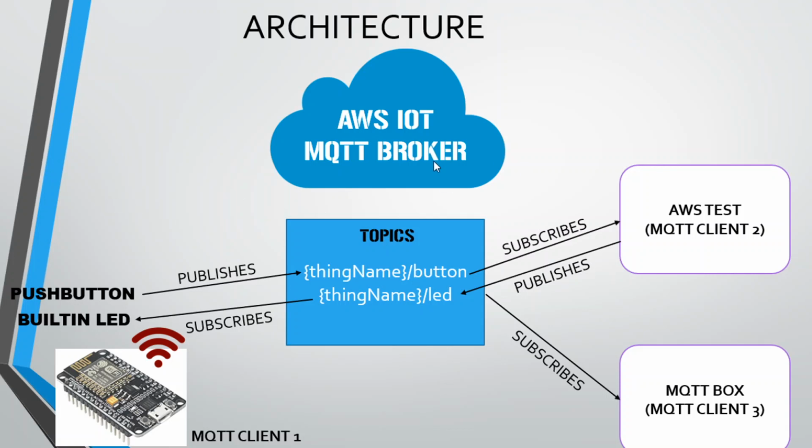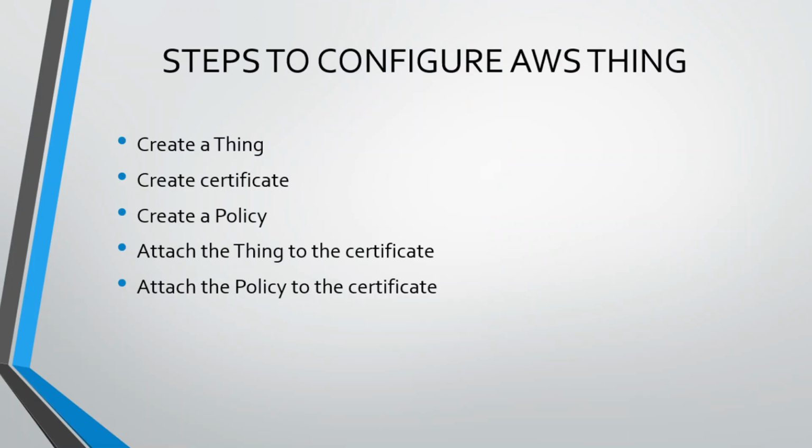Basically you will understand when I create these topics, and when I start the demonstration of this AWS IoT. So the steps to configure the AWS thing: there are 5 steps. First, we need to create a thing. Second, create a certificate. Third, create a policy, attach the thing to the certificate, and attach the policy to the certificate. These 5 steps are mandatory to configure a thing, so that we can use it and send and receive data.